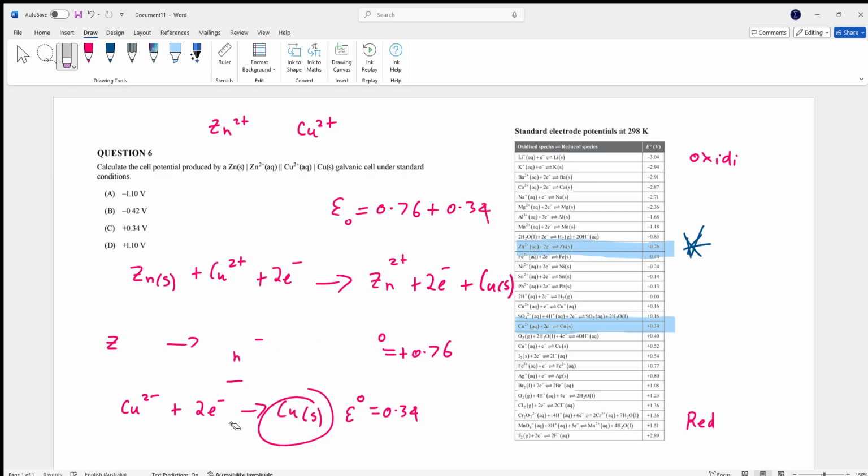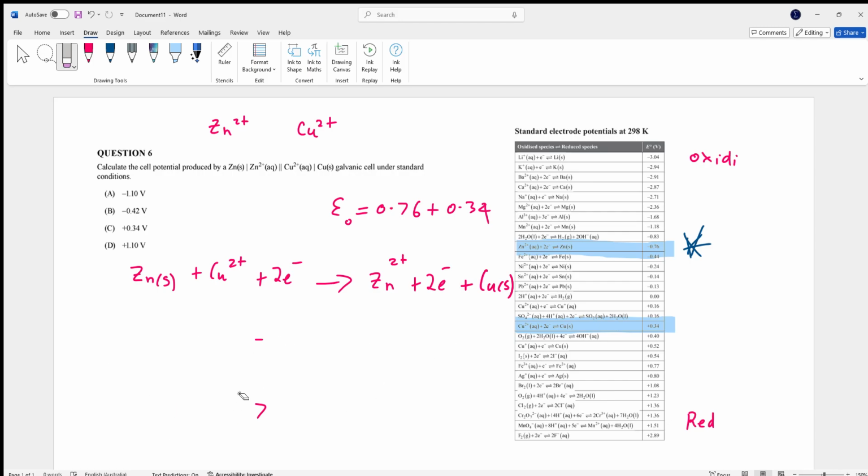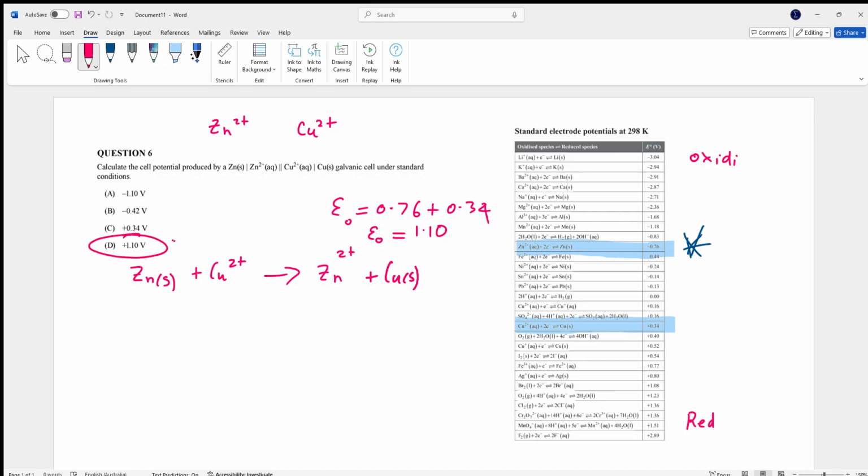Now what you should notice if you've done it correctly, if it was a full equation one, here we just care about the E naught in this question, but the electrons should cancel out. So you'd be left with this as a quote-unquote full equation, and then whatever this adds up to. So here this will give you, I believe, 1.1. So that's your E naught for this reaction here. So the correct answer here is going to be D, positive, okay, because it's a galvanic cell.